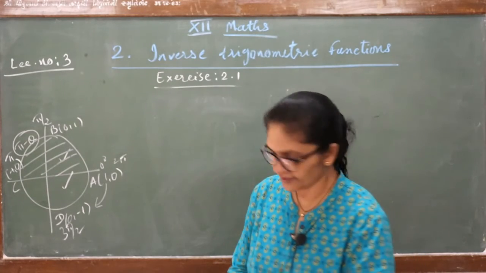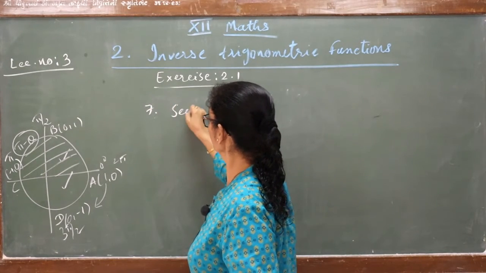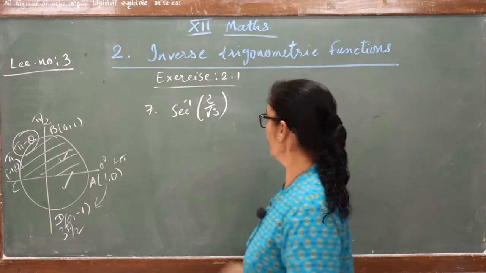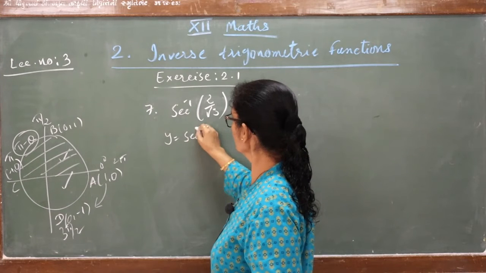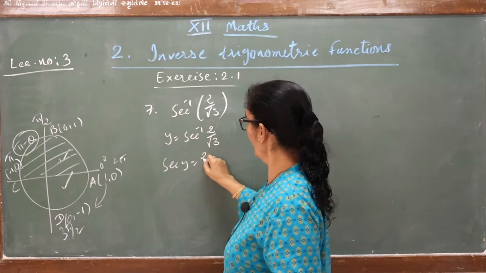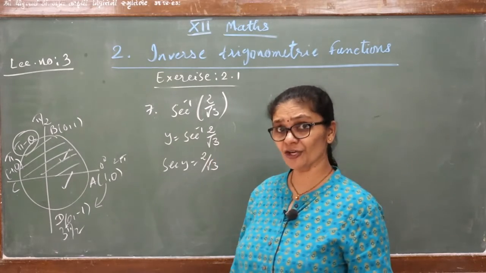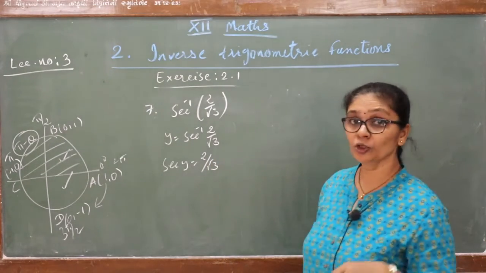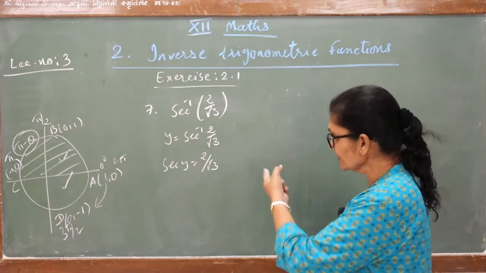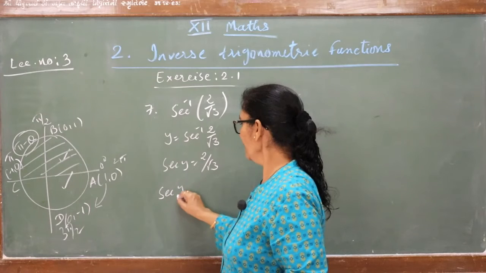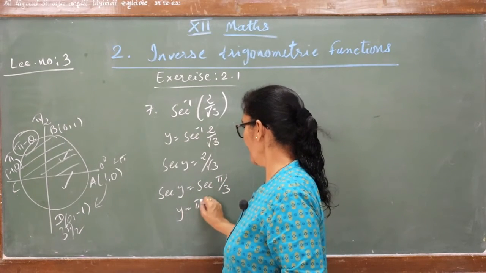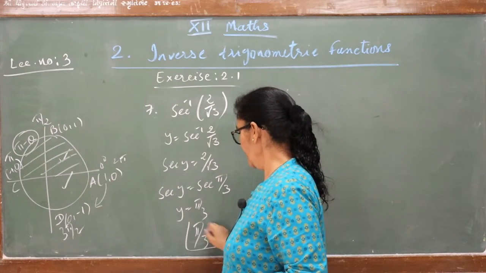Sec inverse 2 by root 3. Sec inverse 2 by root 3. So let's take y equal to sec inverse 2 upon root 3. So sec y equal to 2 by root 3. Now you know for which trigonometric value sec is 2 by root 3. See, we already know cos pi by 6 is root 3 by 2. So sec pi by 6 is also 2 by root 3. So we can write here sec pi by 3. Now y equal to pi by 3. So your principal value will be pi by 3.